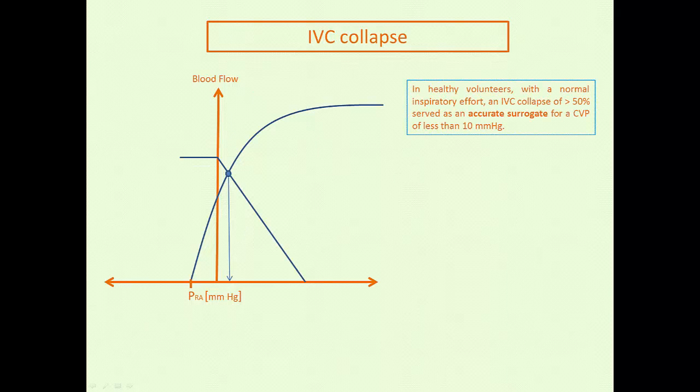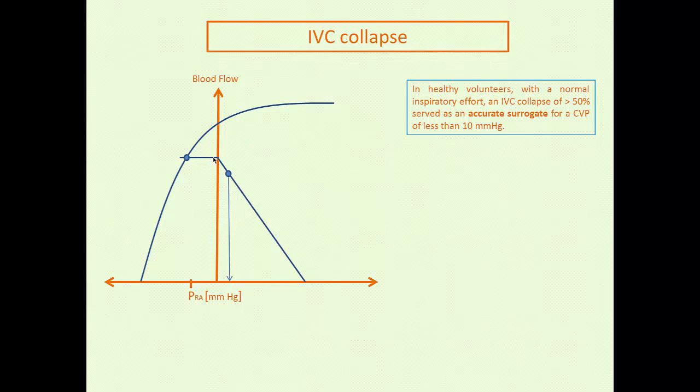So in healthy volunteers with a normal inspiratory effort, collapse of the IVC greater than 50% served as an accurate surrogate of a CVP less than 10. So when this patient breathes in, the intrathoracic pressure drops from here to here, wherever it ends. The right atrial pressure drops as a function of the venous return curve and the cardiac function curve.